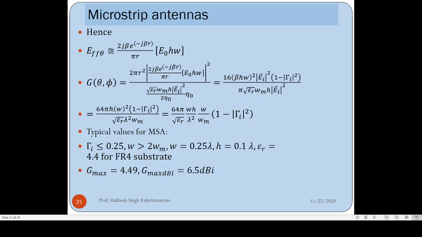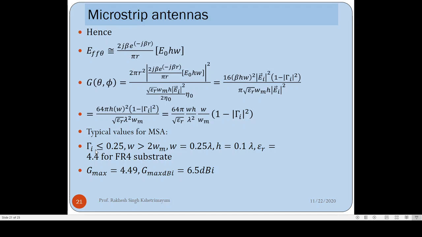So this is the expression for maximum gain of microstrip antenna. We would like to see what is the typical gain of a microstrip antenna. What is the typical gain of a Hertz dipole antenna? 1.5. No? So what is the typical gain of a microstrip antenna? Let us try to see this by taking typical values.